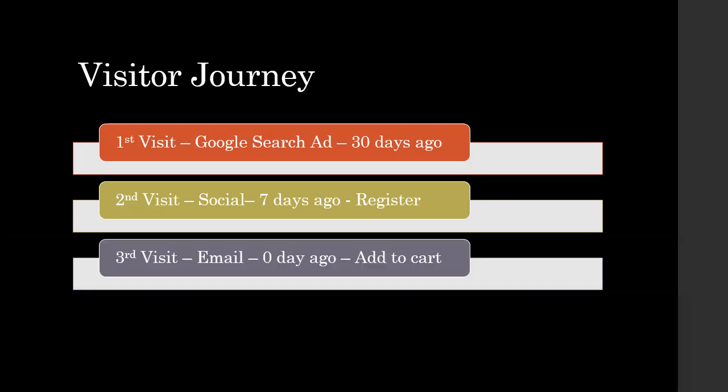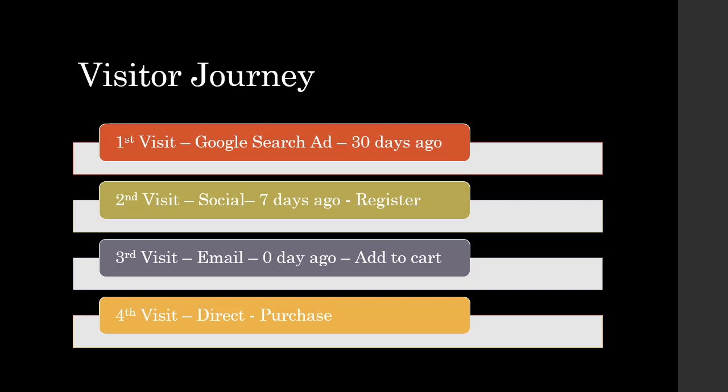A few hours ago, the user got an email from you. This was her third visit. She came back to the site and added the product to cart. Finally, she came directly to your site and made a purchase. So there are 4 visits and 4 different channels that the user interacted with.